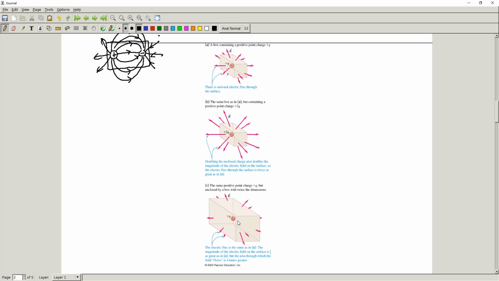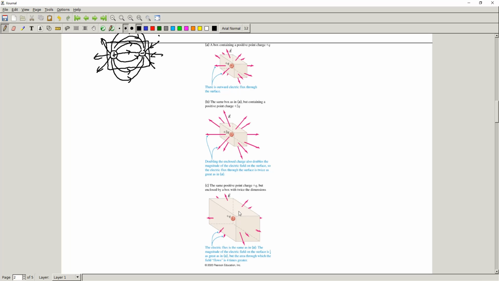So if we have the same positive charge, let's compare A here and C. If we compare A and C, it looks like we have a higher density of flux coming out of the box here, and that's true. We have more flux per unit area, but we're interested in the net flux coming out of the whole box. So if we add up all of the net flux coming out of this box and we add it up over this box also, then we're going to find that it's really the same amount, because we have less flux per area coming out of this box, but we have more area.